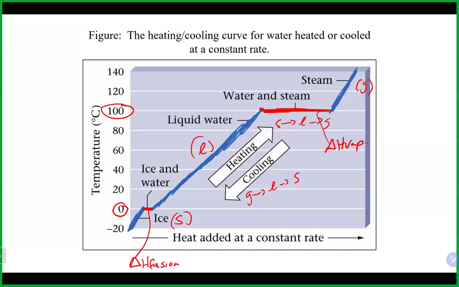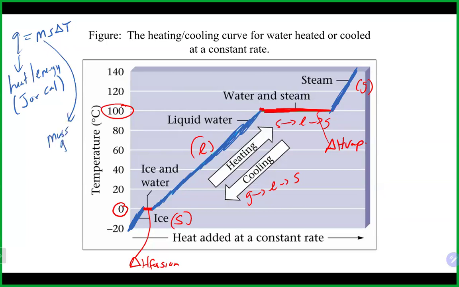To figure out how much energy is required to do that is something we already did in chapter 10. That is our good friend specific heat. Q is equal to m s delta T. And that is what we use when we are changing the temperature, but the phase of the substance stays the same all the way through. Reminder that Q is heat or energy and has units of joules or calories. M is mass, which has units of grams. S is our specific heat capacity.